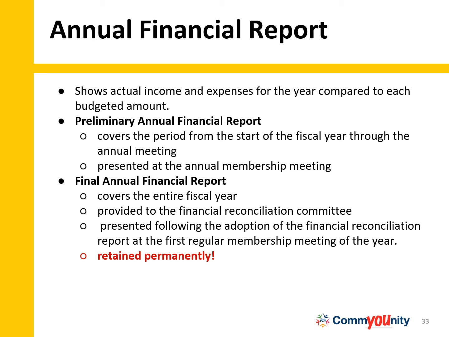Per the bylaws, a preliminary annual financial report is given at the annual meeting. The information in the financial report that is already being presented should include all information needed for the preliminary annual financial report. A final annual financial report is completed by the treasurer immediately after the end of the fiscal year and provided to the Financial Reconciliation Committee. This report is presented by the incoming treasurer following the adoption of the Financial Reconciliation Report at the first membership meeting of the year. The final annual financial report is retained permanently with the Financial Reconciliation Report.